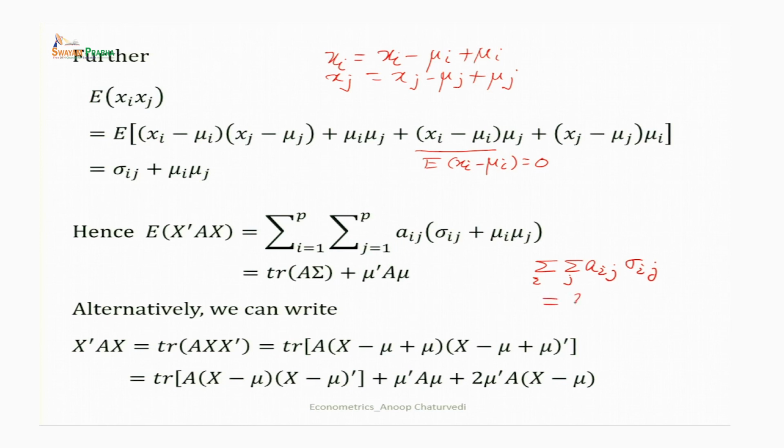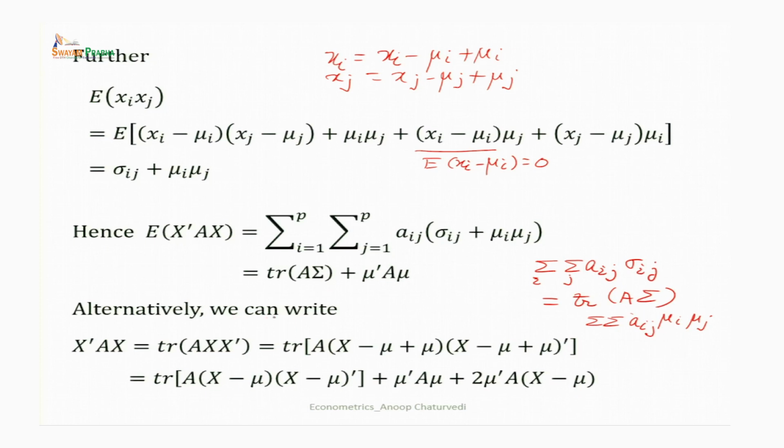This is actually equal to trace of A sigma. You can easily verify it: just multiply A and sigma and then take the trace, or take the sum of all the diagonal elements. And then summation over i, summation over j, a_ij mu_i mu_j is the quadratic form mu transpose A mu.